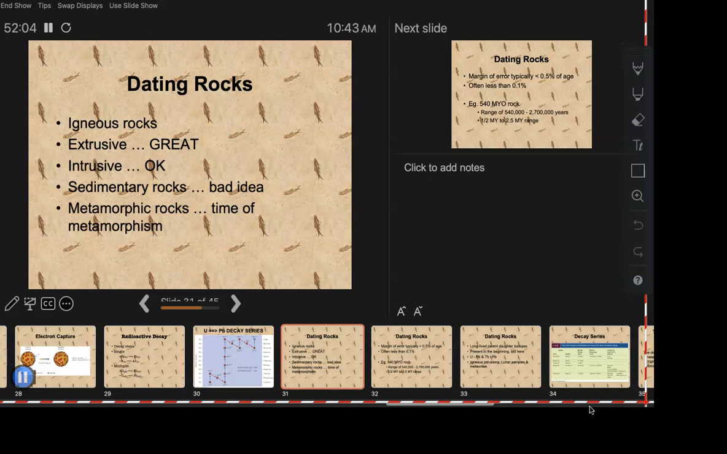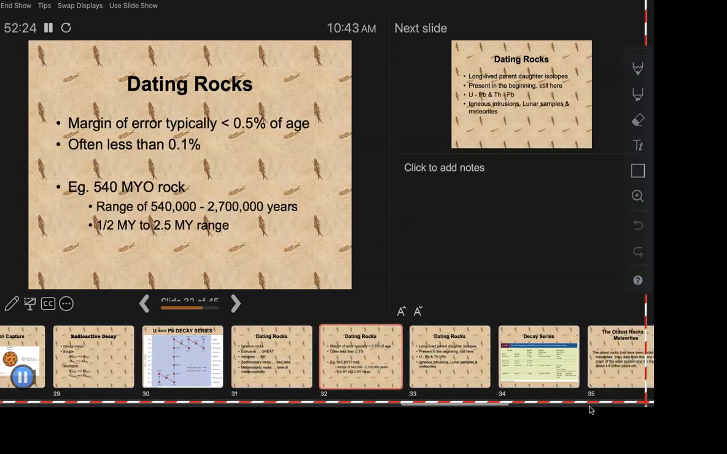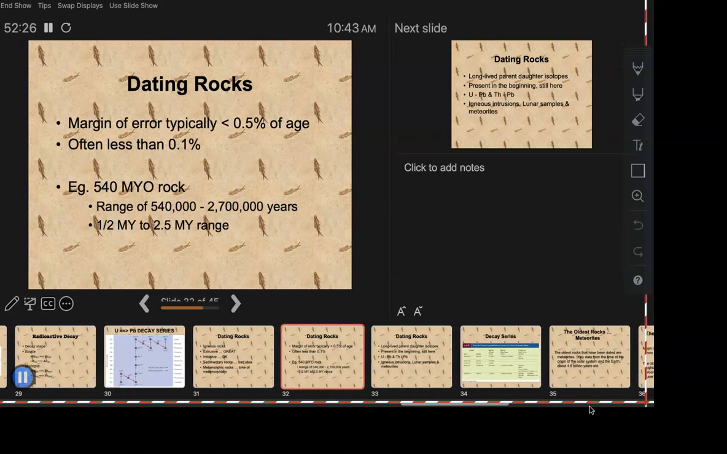Metamorphics, also not horribly helpful. They tell you when it was metamorphosed. Okay, that's really about it. Which, again, can be helpful, but not like extrusive igneous rocks, not like lava. Lava's wonderful. And like I said, this is actually improved.